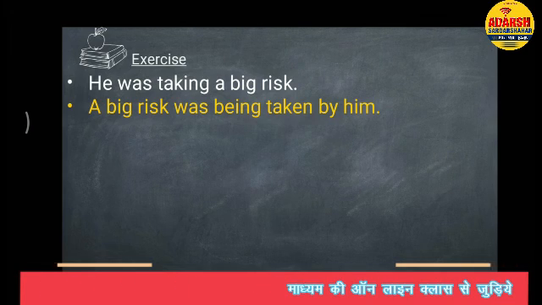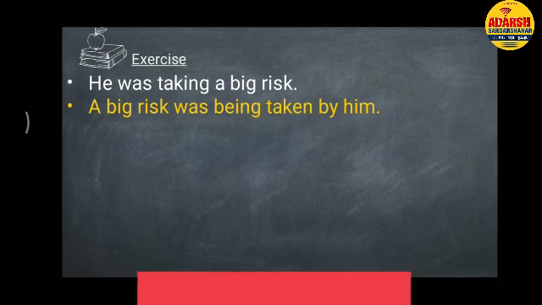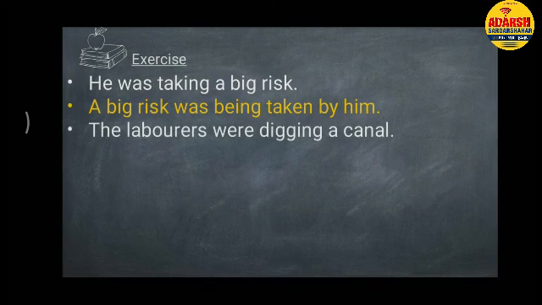Okay, so let's go towards our second sentence, which is: the laborers were digging a canal. Here, first of all, let us identify subject, object and verb. Here our verb is digging because it is an action, and who is doing our action? The laborers. So the laborers is the subject, and on what is it performing? Here it's performing on a canal. So a canal is the object. Here we have a subject, object and verb.